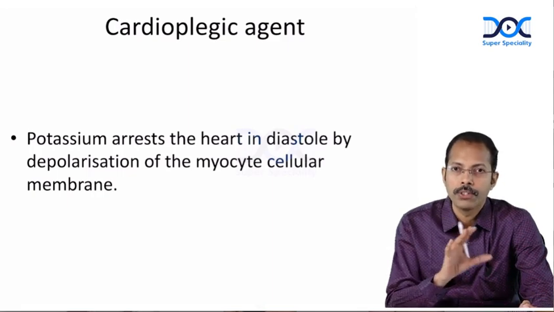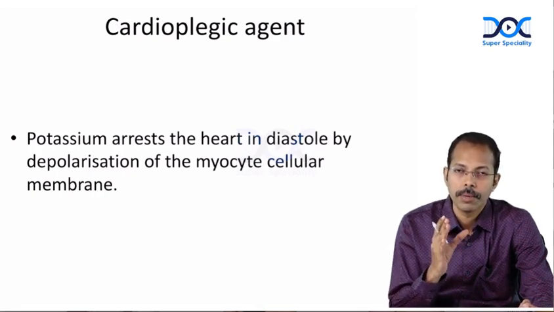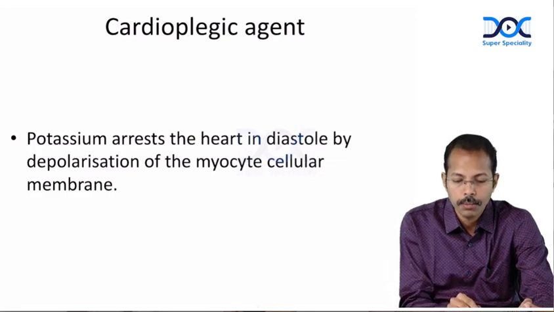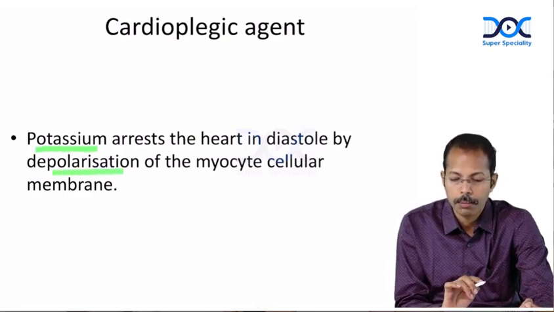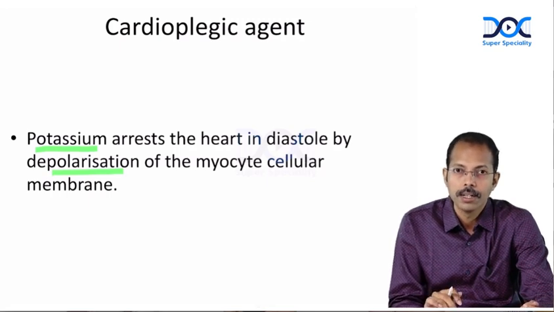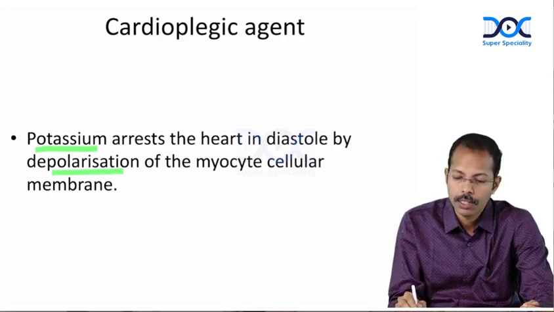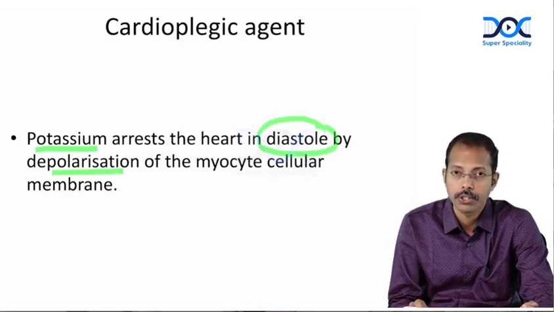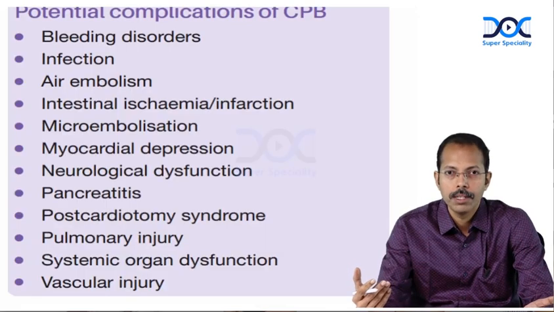So in our conventional cardioplegia, what is the main thing used to arrest the heart? It is potassium. Potassium arrests the heart in diastole. It depolarizes the myocyte, right? And the important thing is that potassium arrests the heart in diastole. The use of CPB may be very beneficial during cardiac surgeries, but it comes with complications. Some can be avoided, but there are complications.